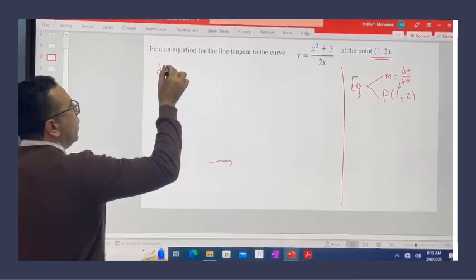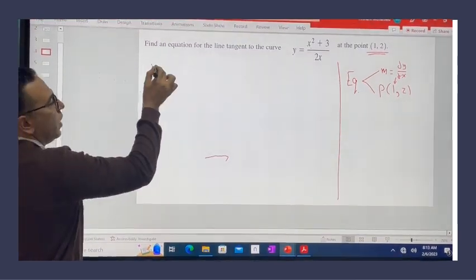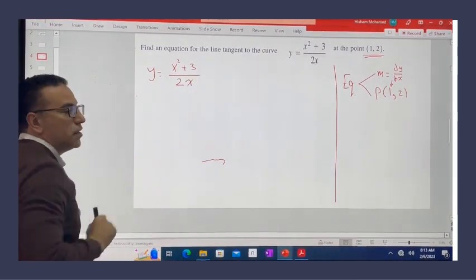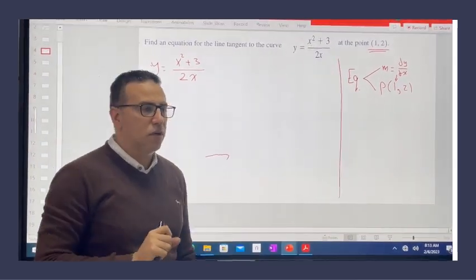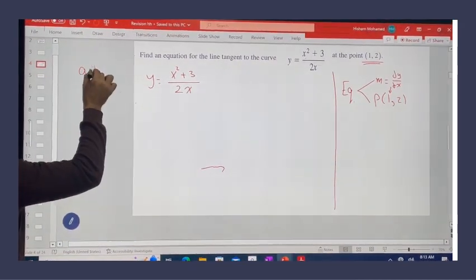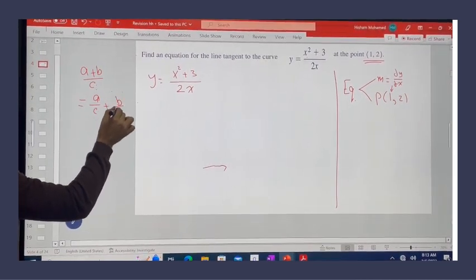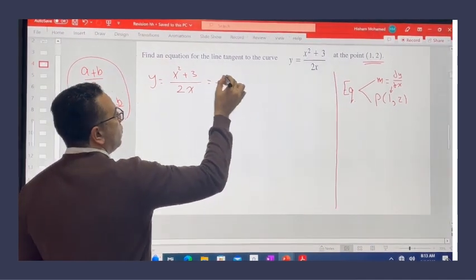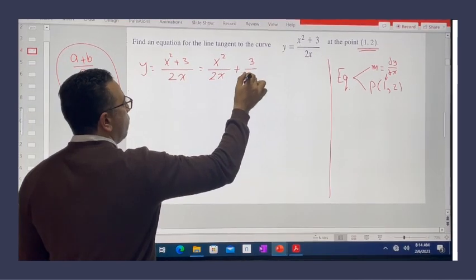To find dy/dx, I need to simplify y first. Y here is equal to x squared plus 3 divided by 2x. Since I don't have two terms in the denominator, I'm not going to use the quotient rule. I'm going to use that a plus b over c can be written as a over c plus b over c. I'm going to split the function, so I write y as x squared divided by 2x plus 3 over 2x.